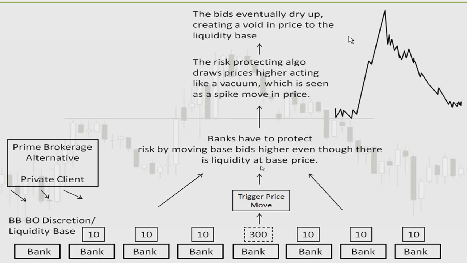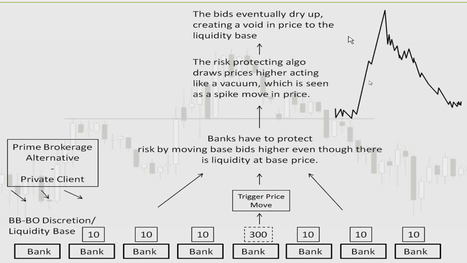So we'll look at this on a chart in a few moments, so you can relate to it on your own charts. Now, as price continues to move higher, the risk protecting algo draws prices higher, acting like a vacuum, which is seen as a spike move in price. So you'll see that price will have a core base volume. Once it triggers, it will start to wind up a little bit. Sometimes it will pop at its base. Then as new orders come in, they've actually got to move in the banks.